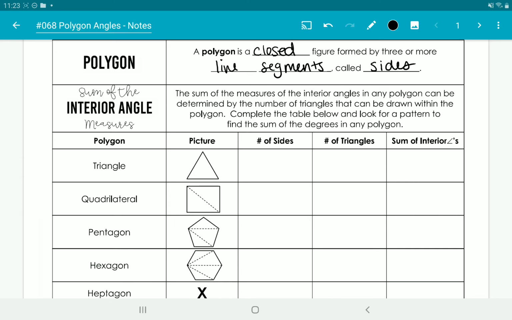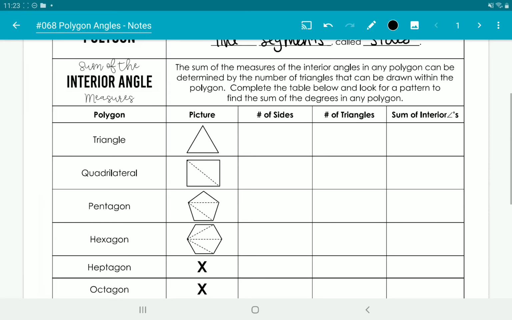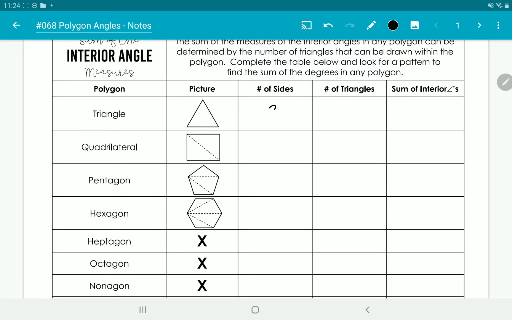So if you add all of the inside angles of each polygon together, the sum of the measures of the interior angles in any polygon can be determined by the number of triangles that it can be broken down into. So if we look at a triangle, we remember it has 3 sides. There's only one triangle in a triangle, and each triangle has 180 degrees on the interior angles, okay?